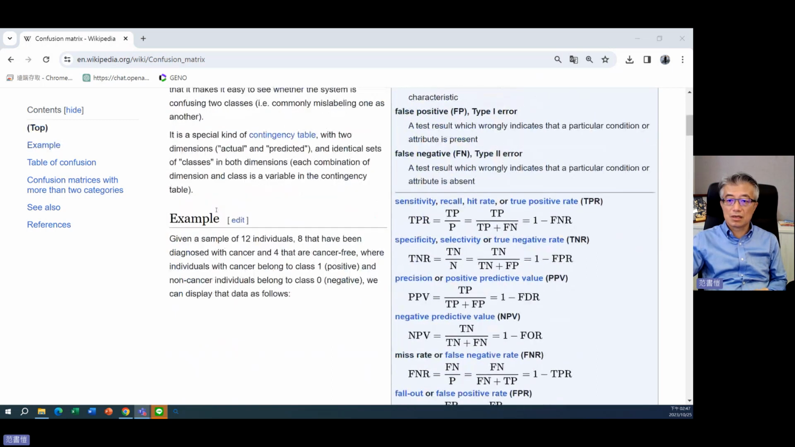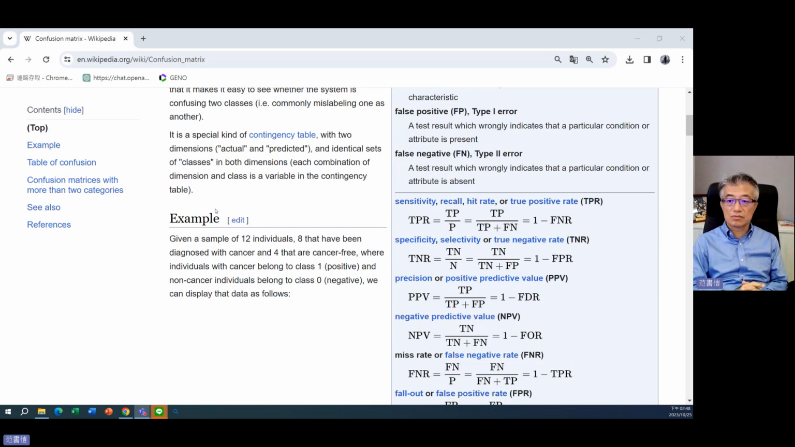Let me give an example. Given a sample of 12 individuals, 8 people in a group have been diagnosed with cancer. Cancer is known as positive, and the other 4 are cancer free. If they are cancer free, they are negative. Like with COVID, if you are infected, you are known as positive. If you are not infected, then you are considered negative.